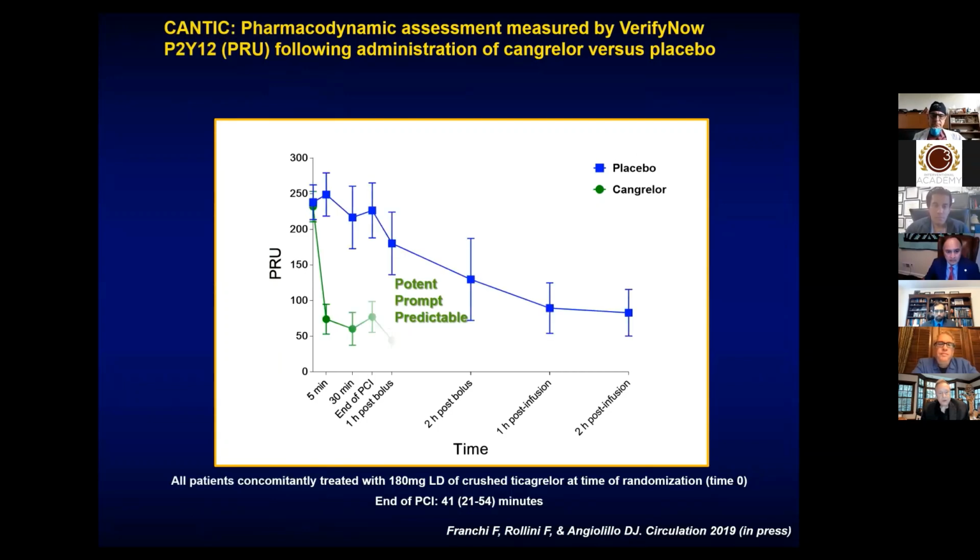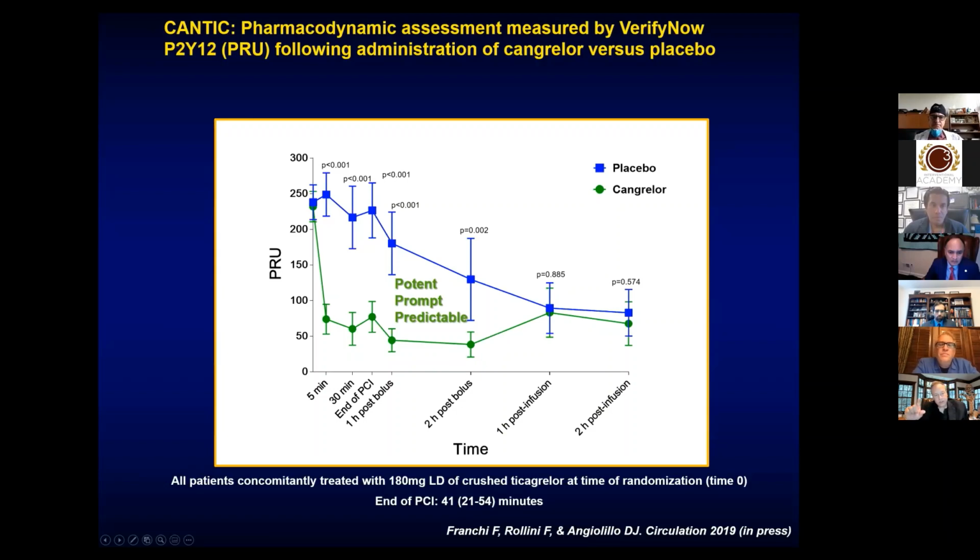No surprise, really. Again, everyone got ticagrelor. What we're looking at here in green is the Kangol results, where you see it knocks down platelet reactivity units really promptly, really potently. And the third P for me is predictably. The potent part is the lower number. The prompt part is that rapid fall. But what's the predictable part? The predictable part is here. It's the standard deviation of that PRU.